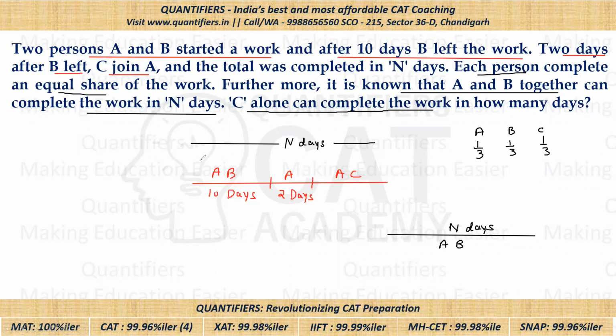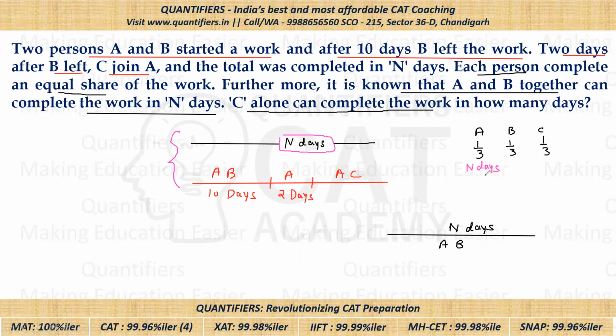Okay, now just look at the first case. In the first case, we know that A is working for N days. A has worked every day, right? A is working for all N days. So we know that A can do 1/3 of the work in N days. I hope this is clear to everyone.